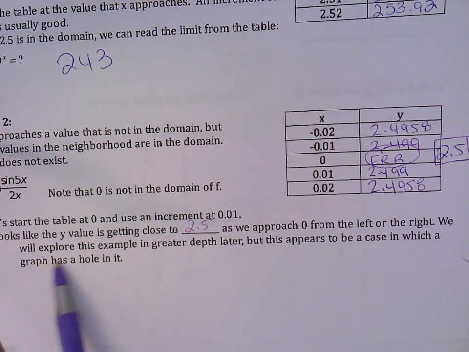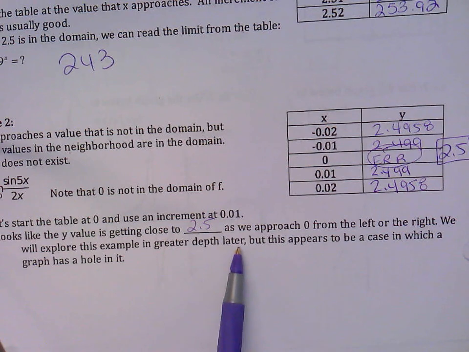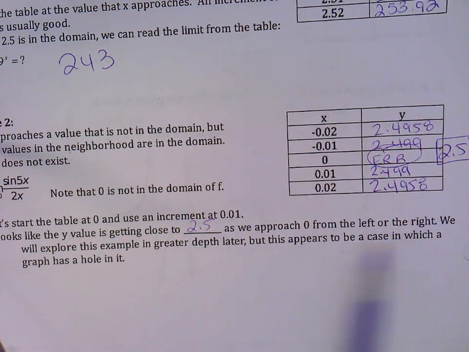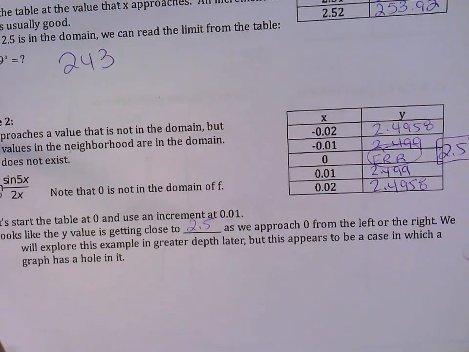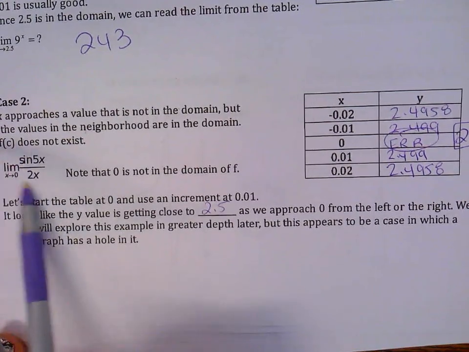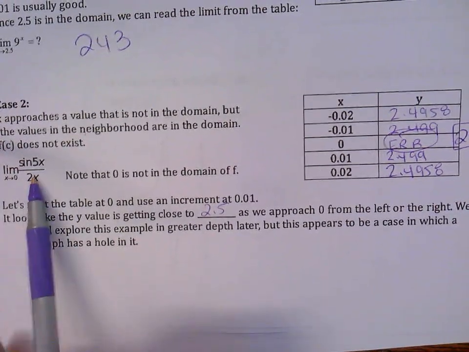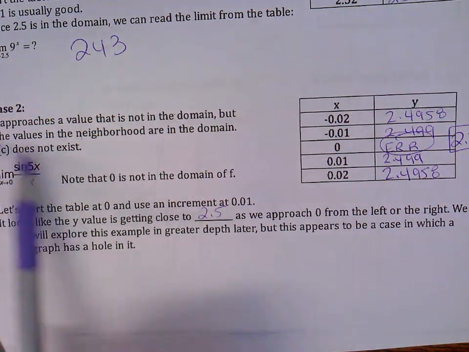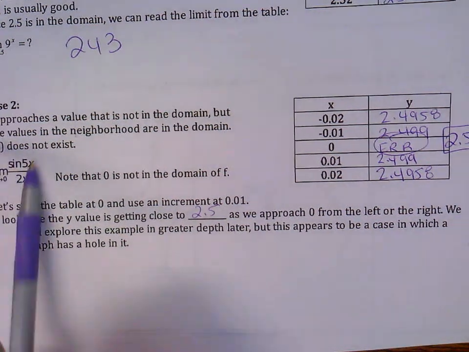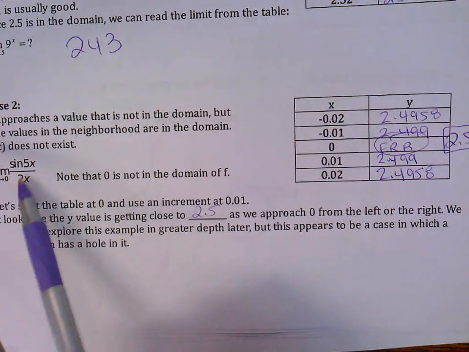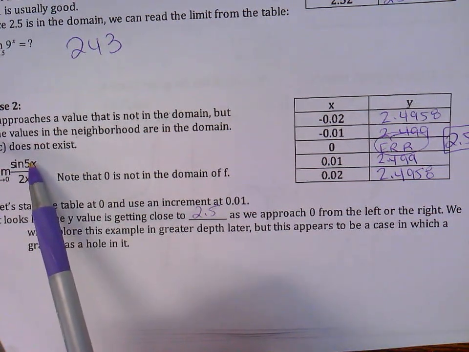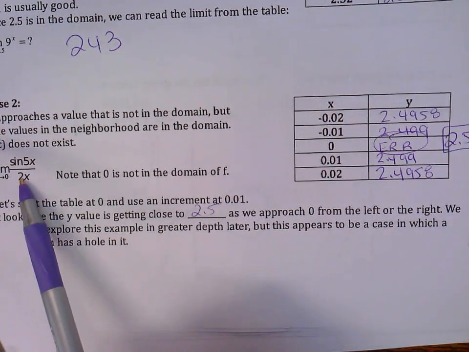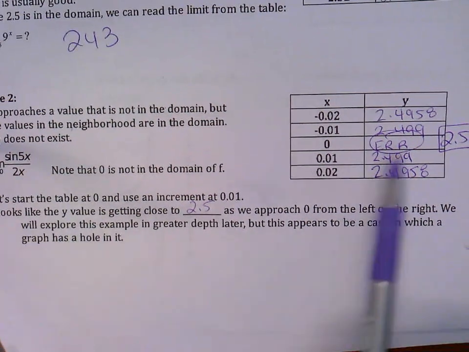We will explore this example in greater depth later, but this appears to be a case in which a graph has a hole limit. And this was not factorable, right? So I couldn't just factor and cancel. This is just a specific example that you'll see a lot in calculus, that you see the 5 halves in the problem. See how 5 over 2 is 2.5? There is a rule that talks about that.